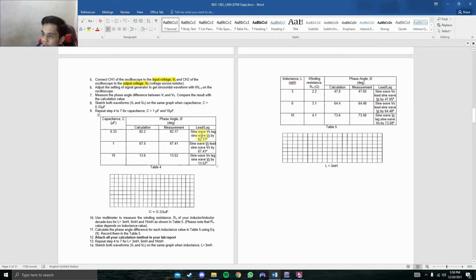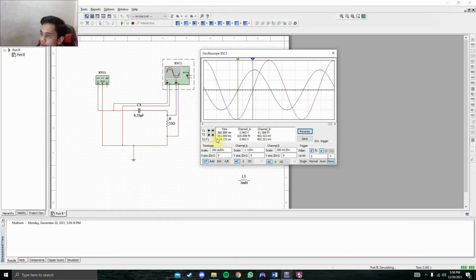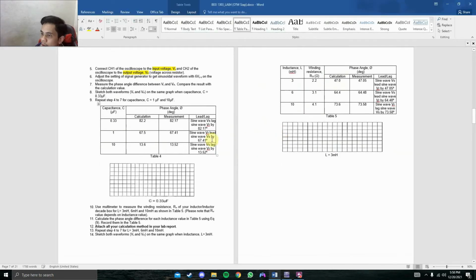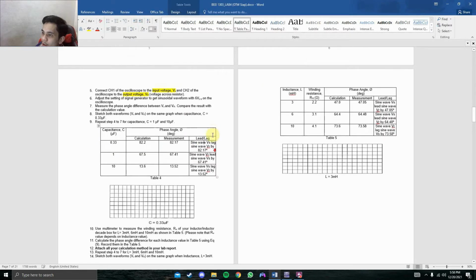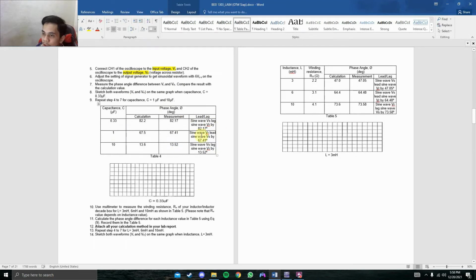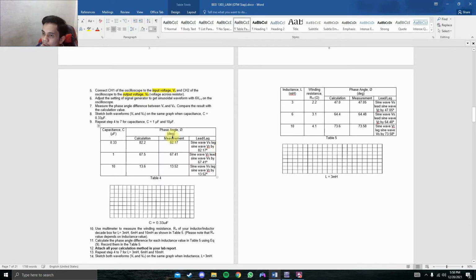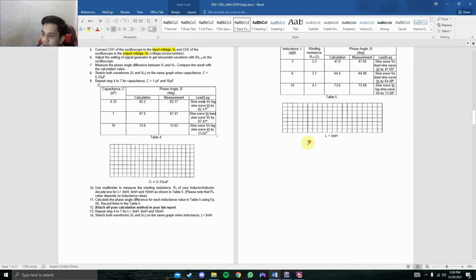So for lead and lag, for capacitance here, the sine wave in output leads the input waveform by 82.70 degree. So it will be the same situation for the other. And then let's do the inductance one, table 5.